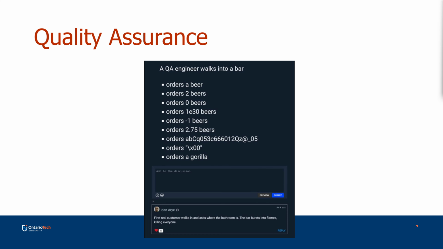But you can always count on users using your code incorrectly. And so these are things that QA engineers typically are familiar with. They're trying to test different situations. They tested orders 2 beers. They didn't test orders 3 beers because you wouldn't expect that to work differently. If something is more than one, you would kind of expect that it would generally work.